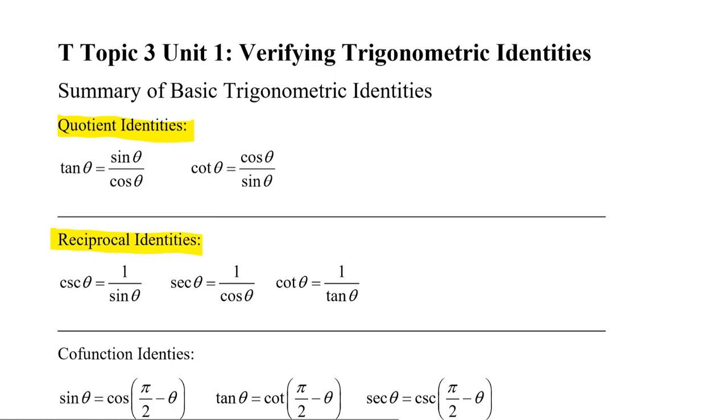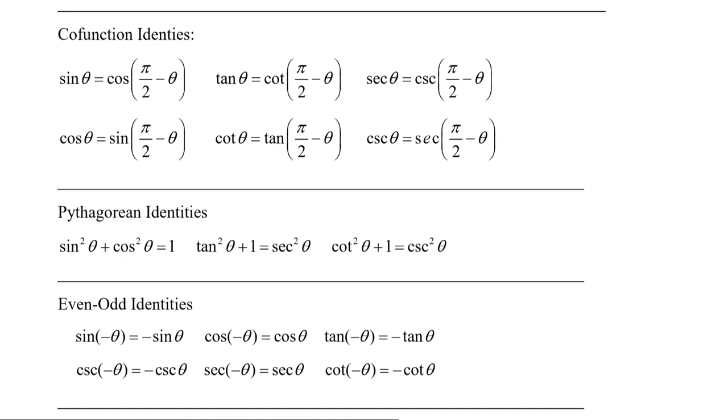We have learned the reciprocal identities where cosecant and sine are reciprocals, secant and cosine are reciprocals, and cotangent and tangent are reciprocals. We have learned the cofunction identities, where, for example, sine of theta is equal to the cosine of pi over 2 minus theta, or the cosine of 90 minus theta.